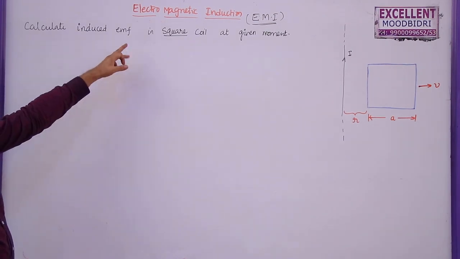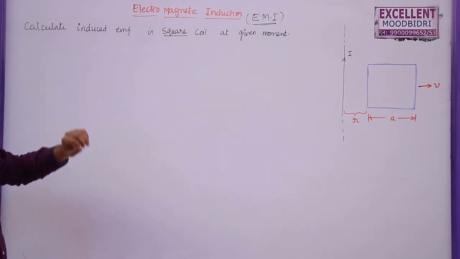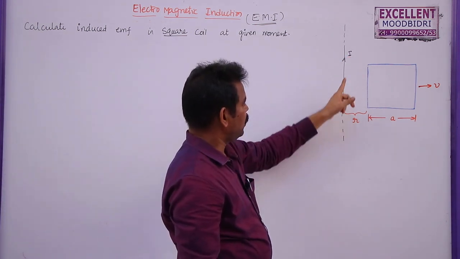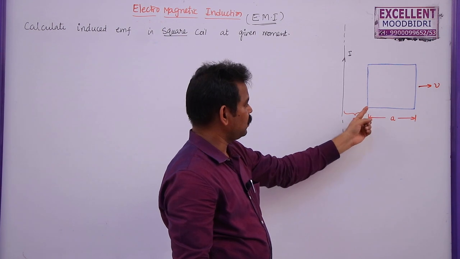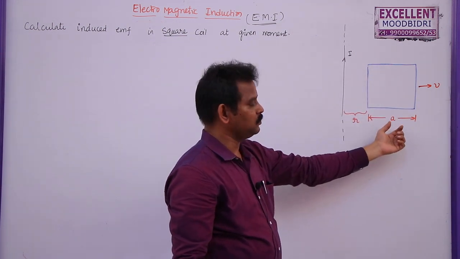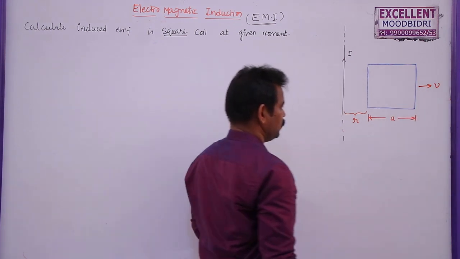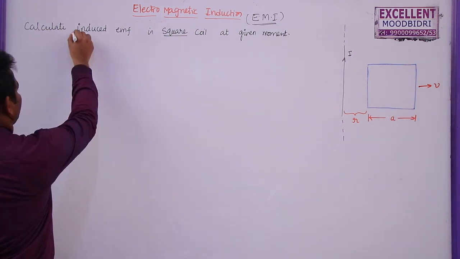Problem. Calculate the induced EMF in a square coil at a given moment. So there is a wire carrying some current capital I here, and nearer to this one at a distance r, a square coil of side A is placed which is moved away from the wire with a velocity v. So what is the induced EMF in this case?